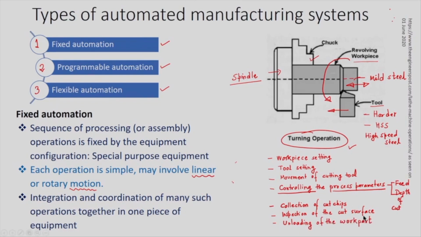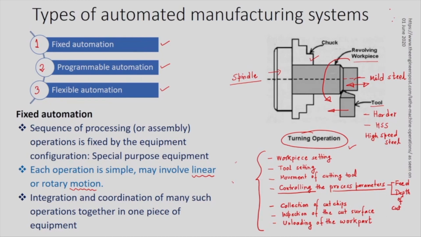So, in manual mode, all these operations need to be carried out by a human being. Only the powered thing here is the spindle, which is rotating at the given speed. Even the speed has to be decided and set by the human being.